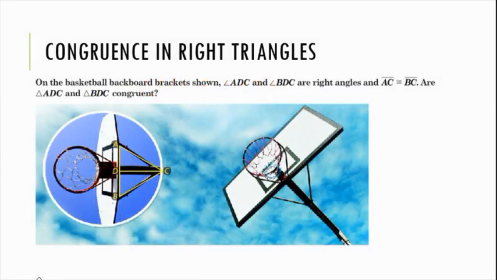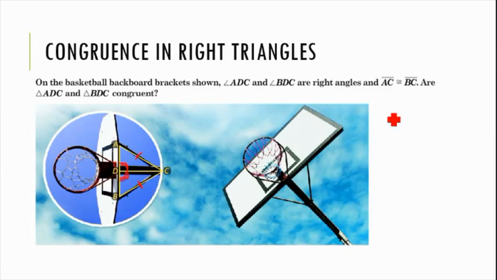Alright, here's a real life example. On the basketball backboard brackets shown, angle ADC, which is right here, and angle BDC, which is right here, are right angles. So we can actually even write them as here. So those are two right triangles, and AC is congruent to BC. So are triangles ADC and BDC congruent?